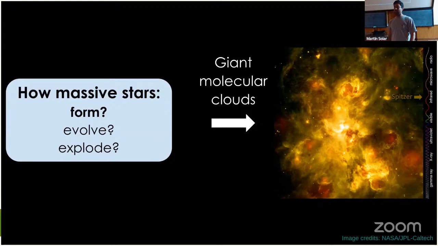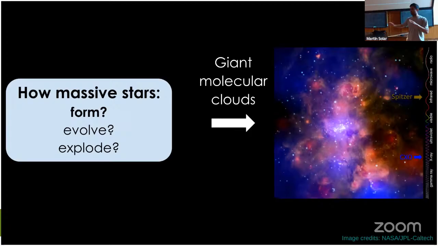So now the idea is to talk about how these massive stars form. And these are within the giant molecular cloud, which is the place where stars are formed after gravitational collapse. Which, by the way, is expected to have some association with the more massive stars.